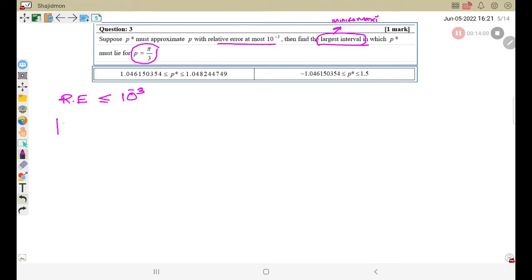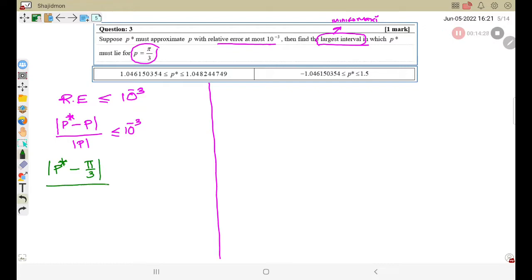Now what is relative error? Absolute of P star minus P, divided by absolute of P, less than or equal to 10 power minus 3, correct? Now just apply the P number here in our question. So absolute of P star, here we write P star first, as you remember, because we need to find the P star value. P star minus P number, which is pi by 3, divided by absolute of P number, which is pi by 3, less than or equal to 10 power minus 3.